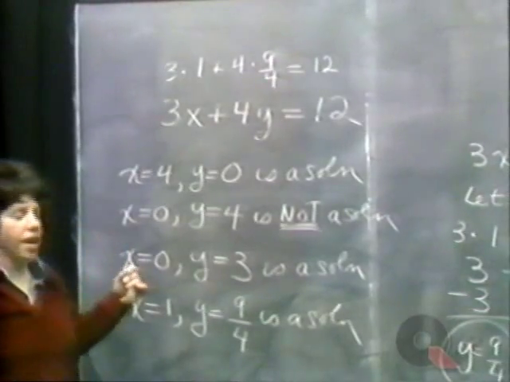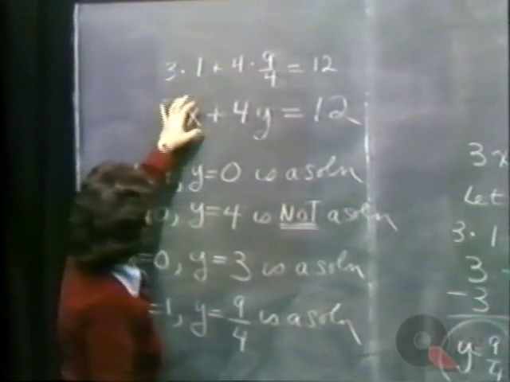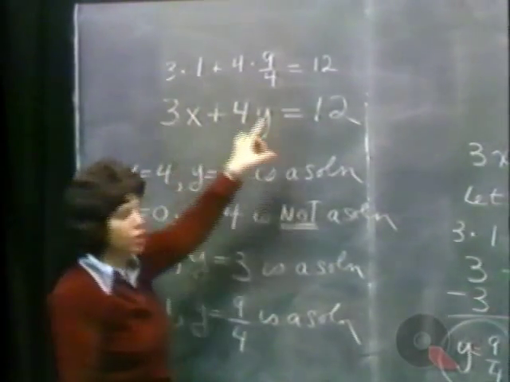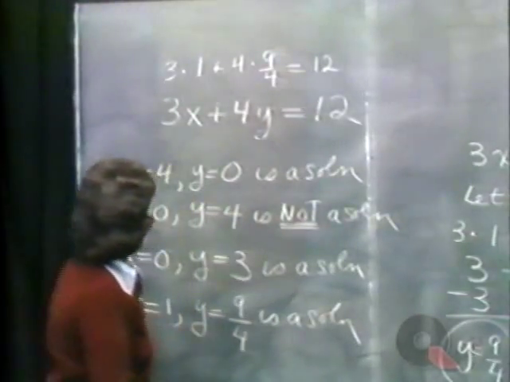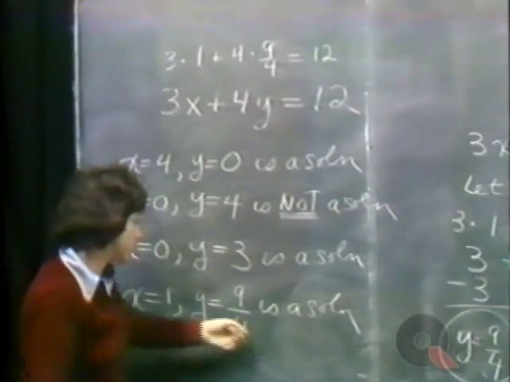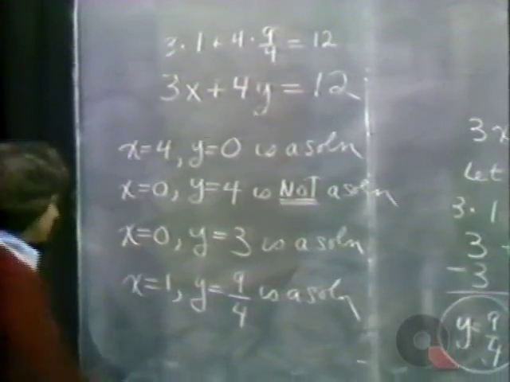Now some of the time you can do it in your head. If you let x equal 4, you get 12 plus 4y equals 12. You subtract 12 from both sides. 4y equals 0. Y has to be 0. But if you can't, there's absolutely nothing wrong with substituting in a value for x and then trying to find the y value that goes with it to form a solution.